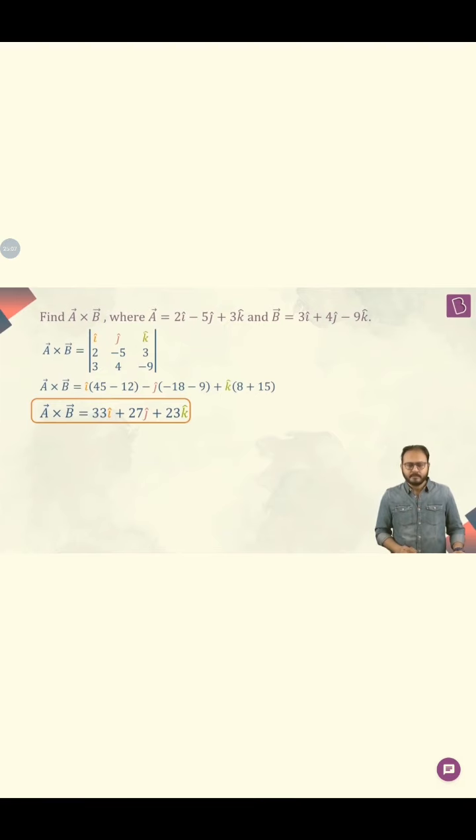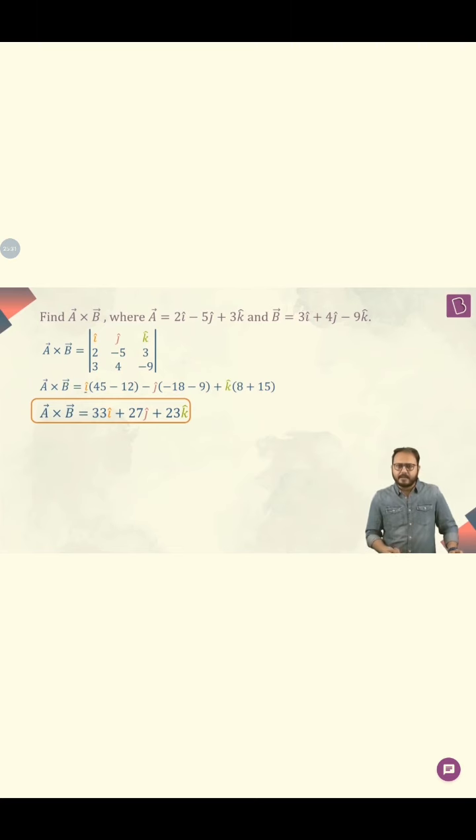There you go. First line, i j k. Second row, the first vector: 2, minus 5 and 3. Third line, the second vector: 3, 4 and minus 9. Shall we open it? Understood. First term, I cap. Is it a plus I cap or minus I cap? Plus I cap.